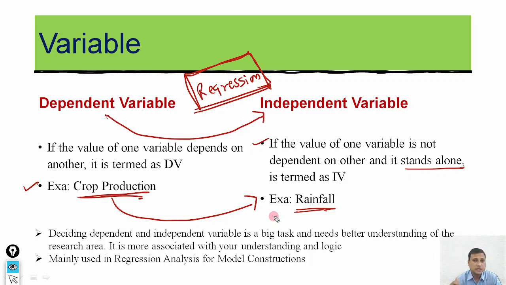There is no technique as of now where, if I have 10 or 15 variables with me, SPSS or MS Excel tells me, okay fine, choose this variable as dependent and this variable as independent. No, this is not going to happen. Which one is dependent, which one is independent, which one is categorical, which one is non-categorical, all these things you will have to decide on your own. Deciding dependent and independent variables is a big task and needs better understanding of your own research area. It is more associated with your understanding and logic. Fine. Mainly used in regression analysis and model construction, which we have already seen.